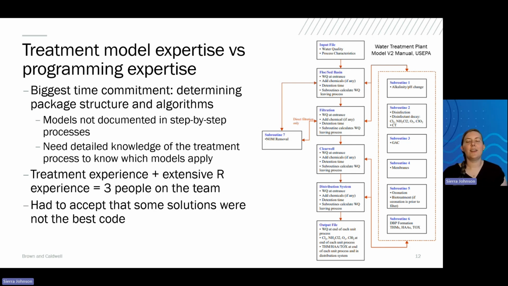And so then we said, okay, we want people with treatment experience. We want them to be at least pretty good at R, or as good as we can. And we came up with 3 people on our whole team. And so we had to accept that sometimes we were writing solutions that weren't maybe the perfect coding practices, weren't the most efficient computationally, but they worked and we were able to do them, and it was relatively easy.